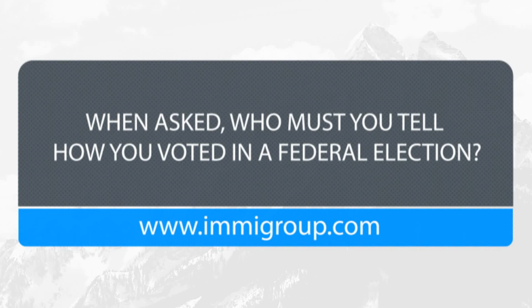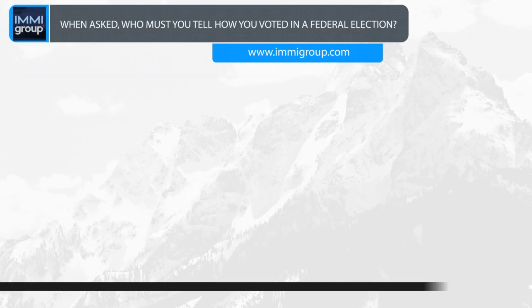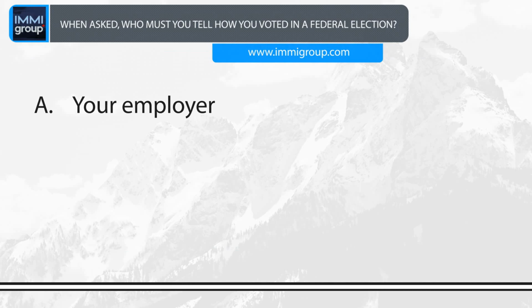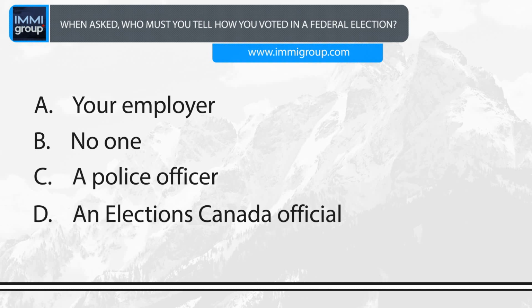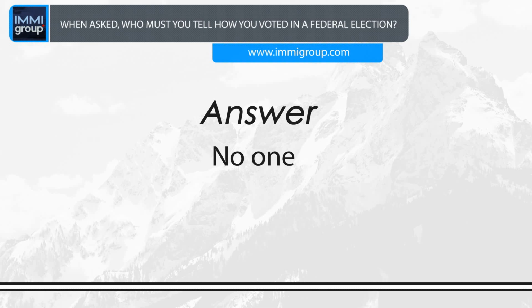When asked, who must you tell how you voted in a federal election? A. Your employer. B. No one. C. A police officer. D. An Elections Canada official. Answer: No one.